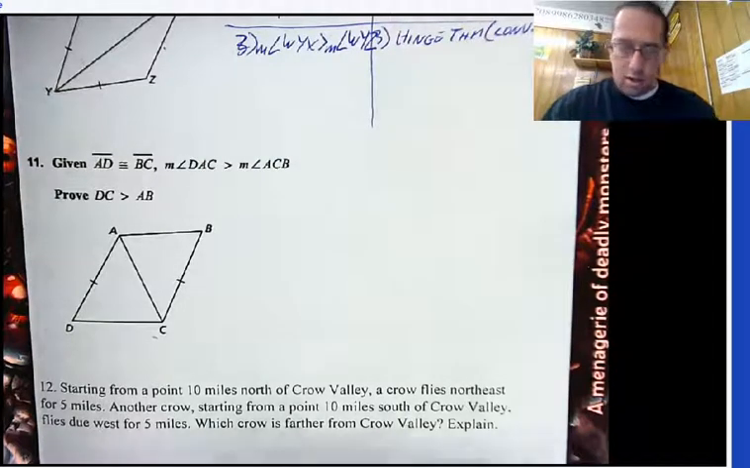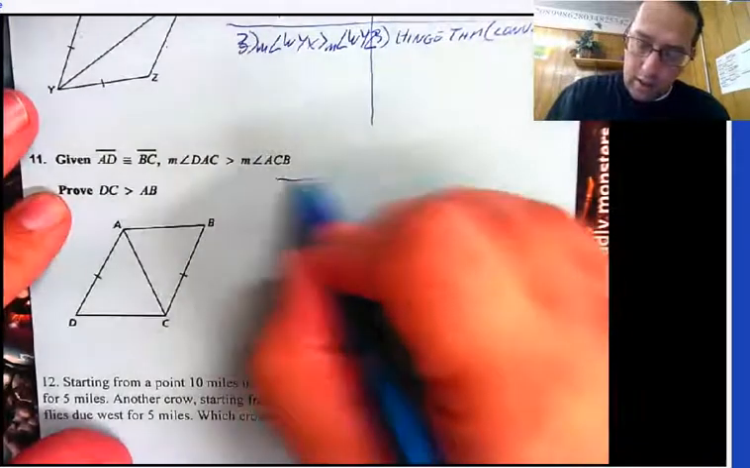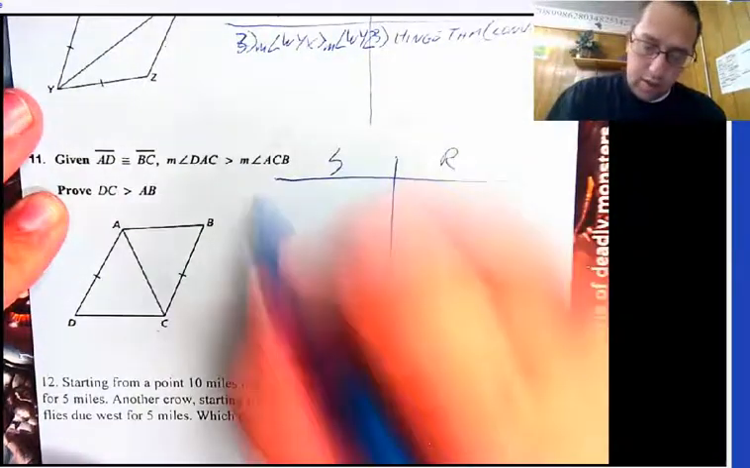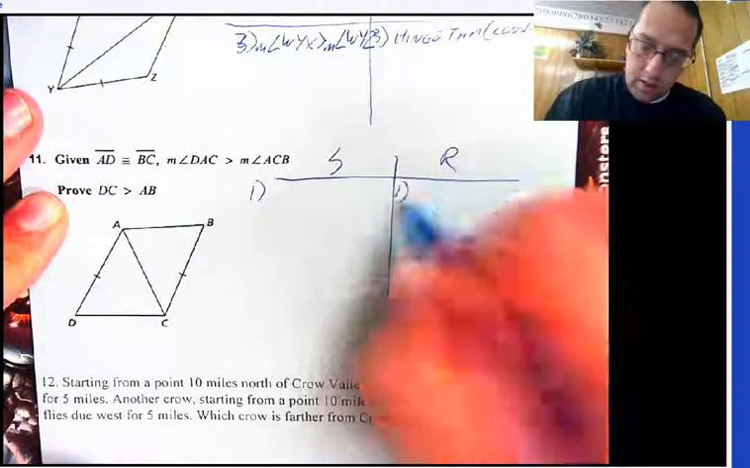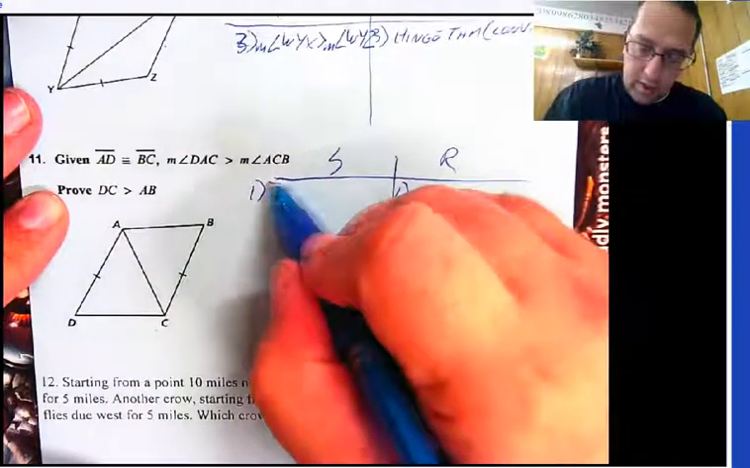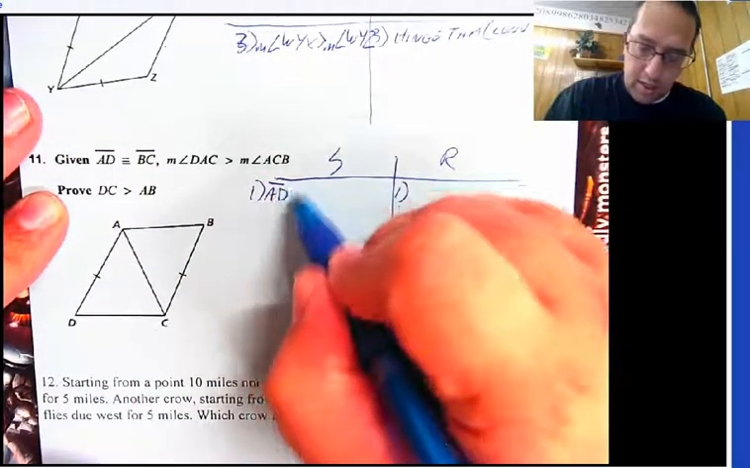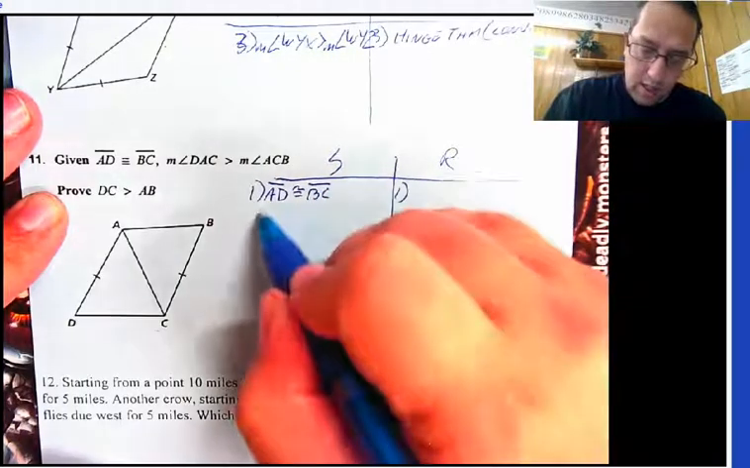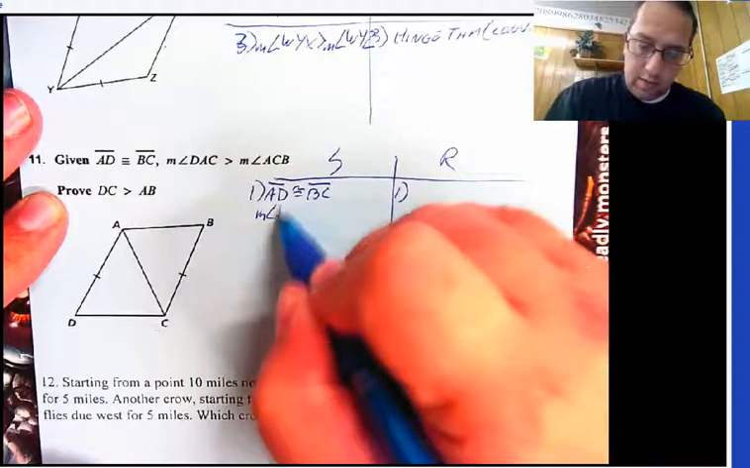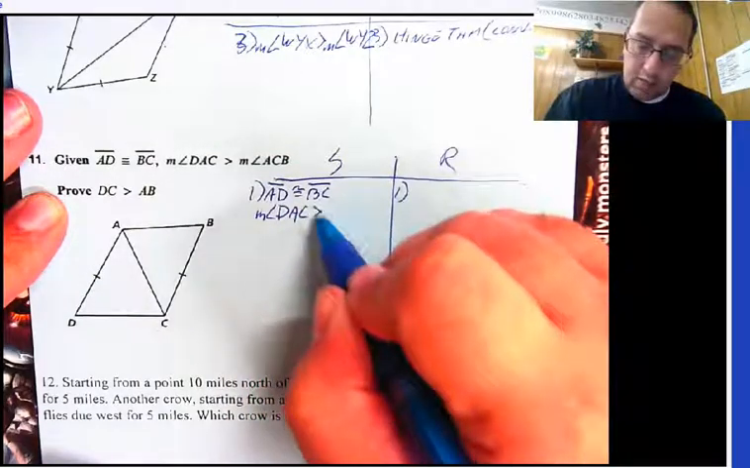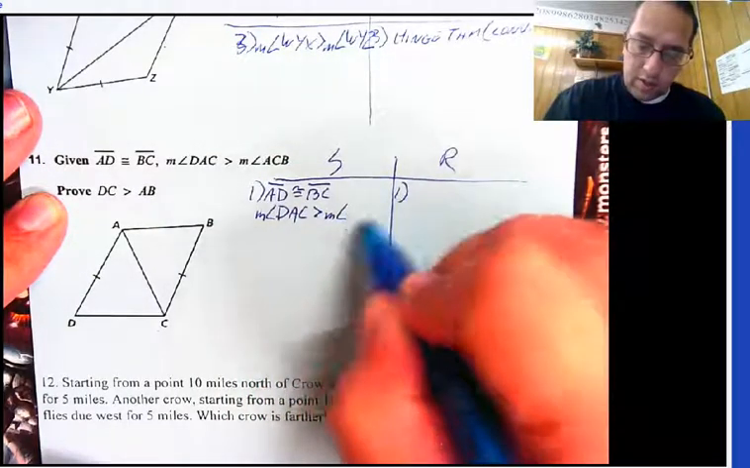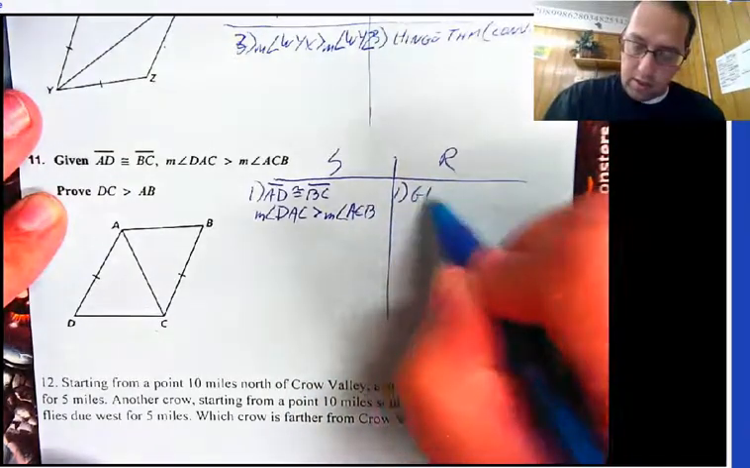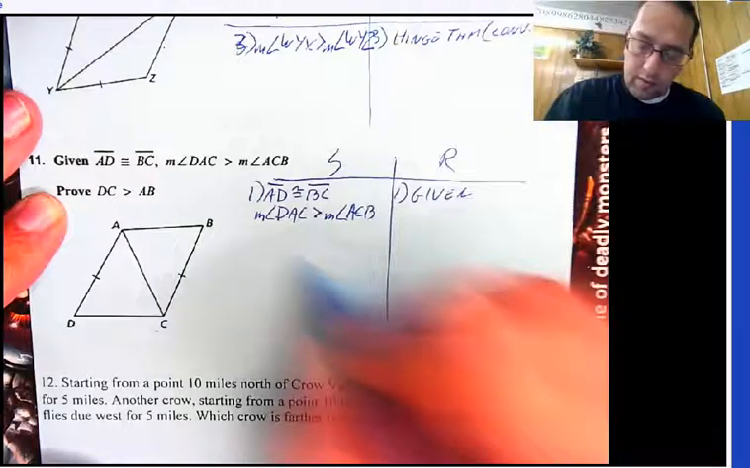All right. Number 11. Let's get set up here. You're back. We've got statements. We've got reasons. Statement 1 is, of course, our given information. Given segment AD is congruent to segment BC, and that the measure of angle DAC is greater than the measure of angle ACB. That's given to us. Given.